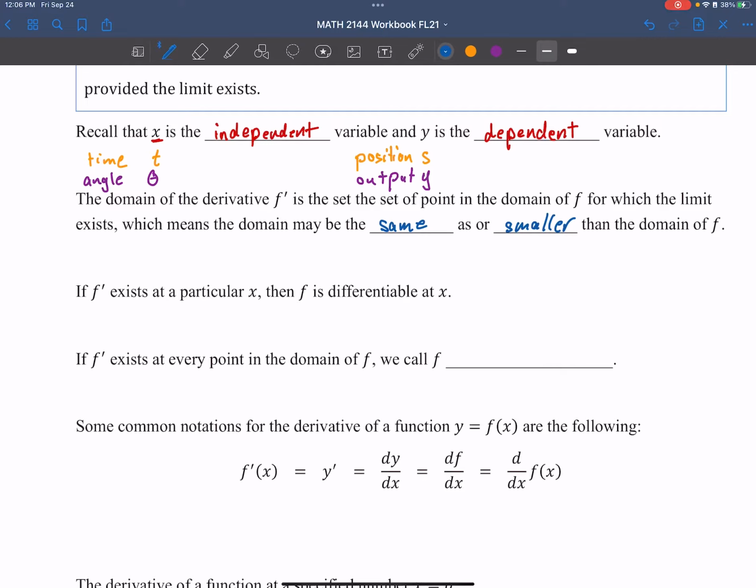So, just some logistics: if f prime exists at a particular x, we say that f is differentiable at x. That is to say, we can plug x into the derivative. If f prime exists at every point in the domain, that's when we call the function differentiable. And we'll consider these ideas graphically more in the second part of 3.2 on Monday.